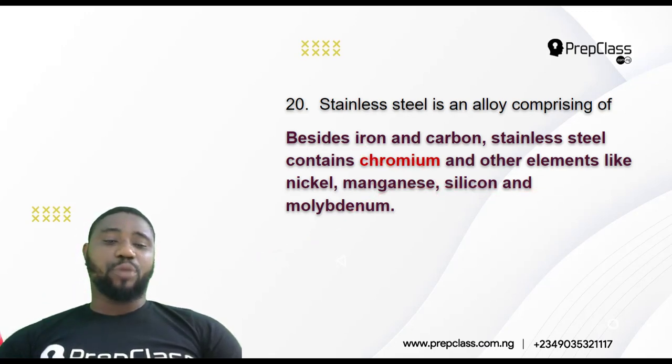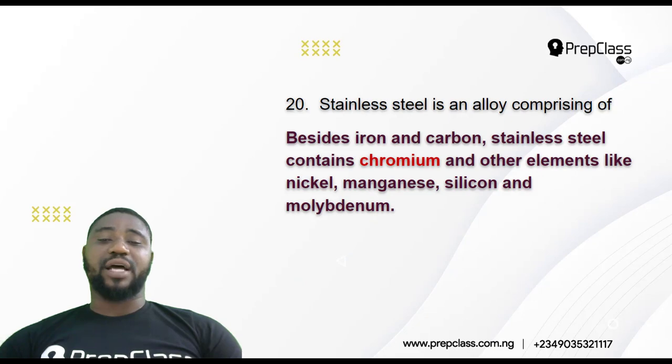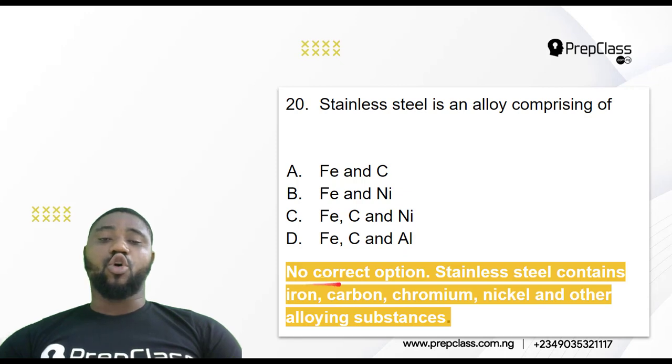So since in this option we don't have chromium, I won't go with any of them. If they had said iron, carbon, and chromium, I would have gone for option C. But chromium is much more important in stainless steel than even nickel. Since the options didn't mention chromium, I said no correct option. Stainless steel contains iron, carbon, chromium. Very important. There may be nickel and other alloying substances. So there is no correct answer, and the correct answer should be iron, carbon, chromium, nickel, and maybe other alloying substances like manganese, molybdenum, and so on and so forth.